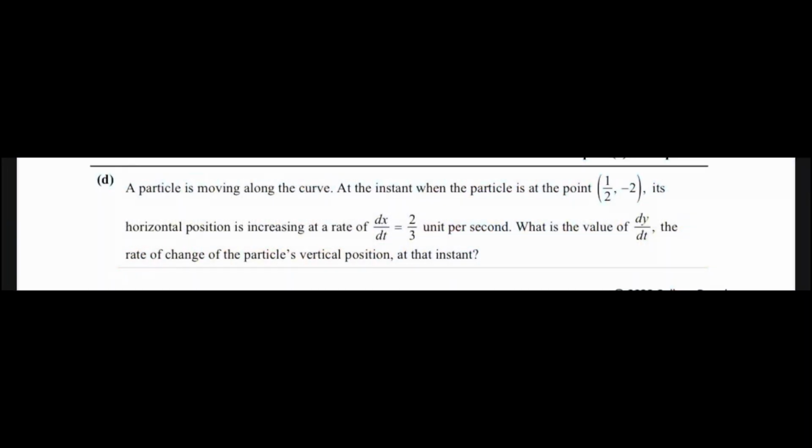Part D. A particle is moving along the curve. At the instant when the particle is at the point 1/2, -2, its horizontal position is increasing at a rate of dx/dt equals 2/3 unit per second. What is the value of dy/dt, the rate of change of the particle's vertical position at that instant?